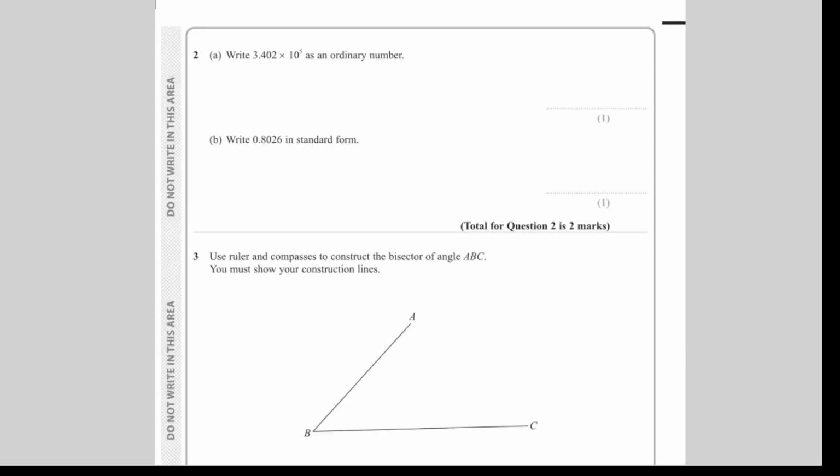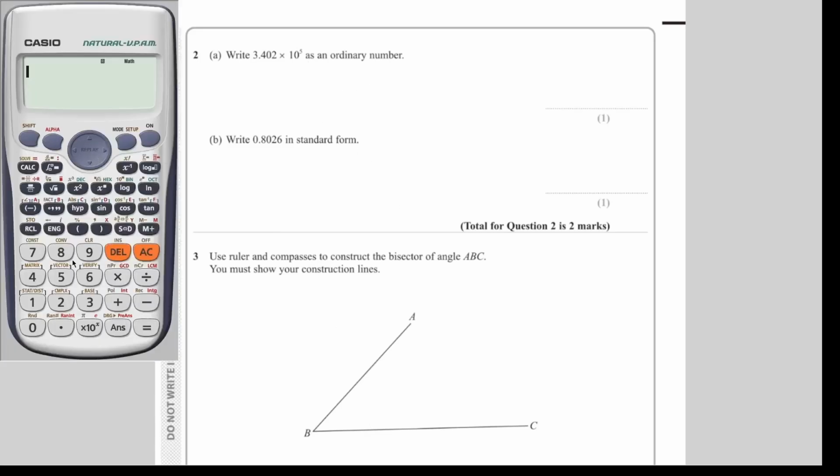Question 2, part A. Write 3.402 × 10^5 as an ordinary number. When writing any number as an ordinary number, it means you have to write it as an extended number. You have to multiply them and write the answer straight away. So you can straight away use the calculator since this power is a small power. If it is a large power, you have to do it manually. So let's use the calculator straight away.